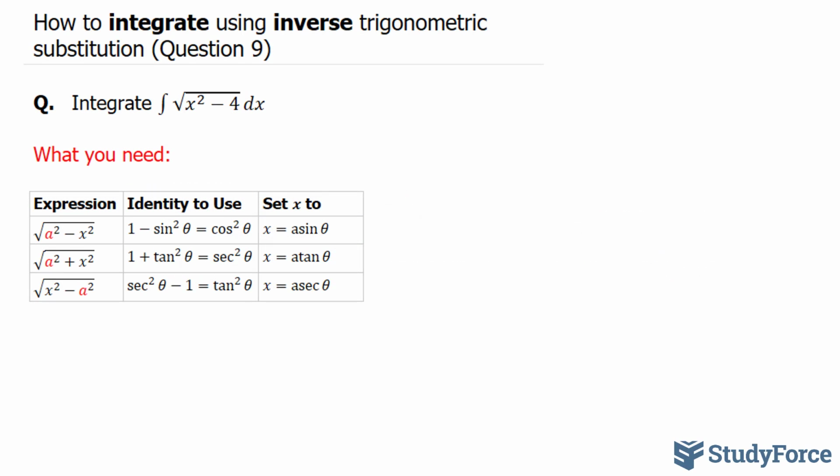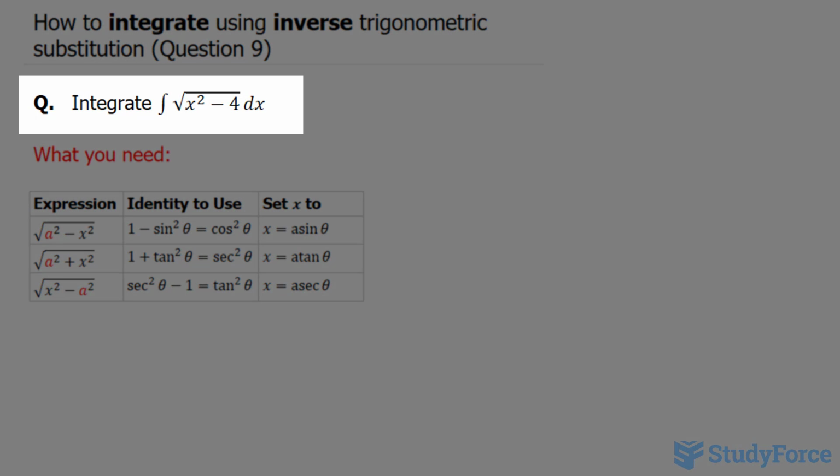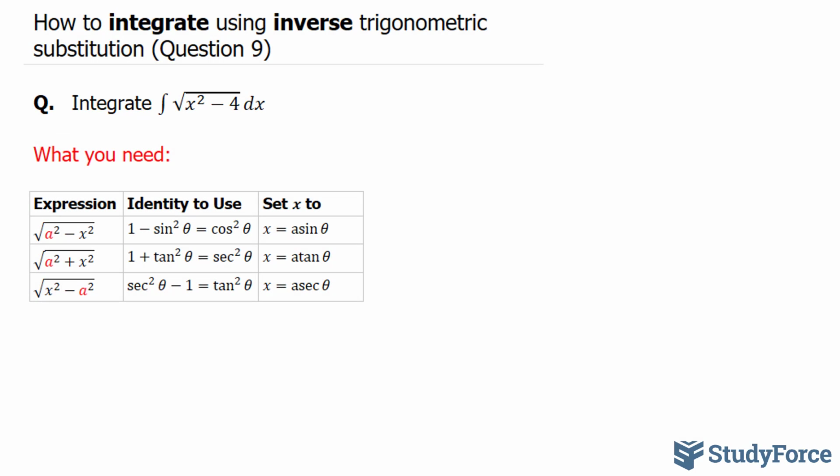In question 9 of this series, we have to integrate the function square root of x squared minus 4 dx. To do this, we'll use inverse trigonometric substitution. To use inverse trig substitution, you need to match your function with one of these three expressions. The one that matches this perfectly is this expression shown here. We have the square root of x squared minus a squared.